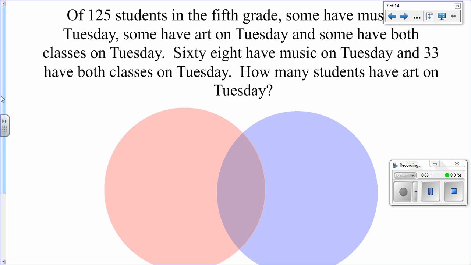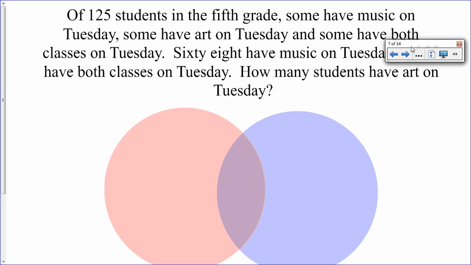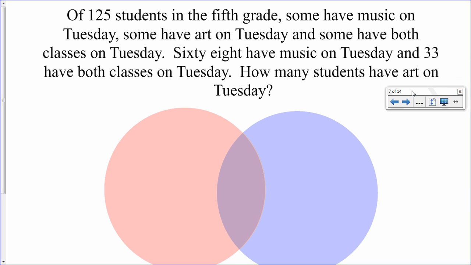You also need to remember with intersections and unions our good old Venn diagrams. I'm going to walk you through an example and hopefully it will jar your memory. Of 125 students in the 5th grade, some have music on Tuesday, some have art on Tuesday, and some have both classes on Tuesday. 68 have music on Tuesday and 33 have both classes on Tuesday. How many students have art on Tuesday?